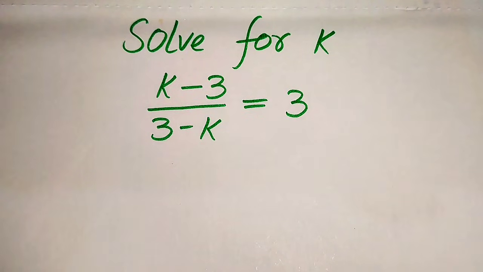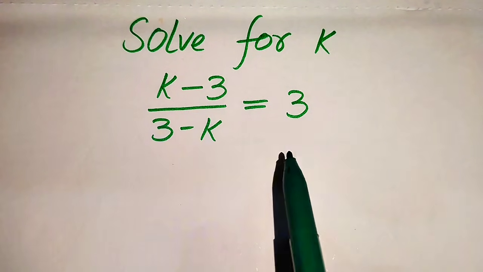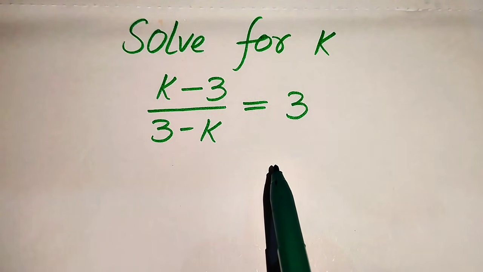Hello everyone, how to solve this problem for the values of k if we have (k minus 3) divided by (3 minus k) is equal to 3, and we solve this problem for all the values of k. So here first we need to find all the roots of this equation, and at the last we will verify which of the roots are solutions and which of the roots are extraneous roots.